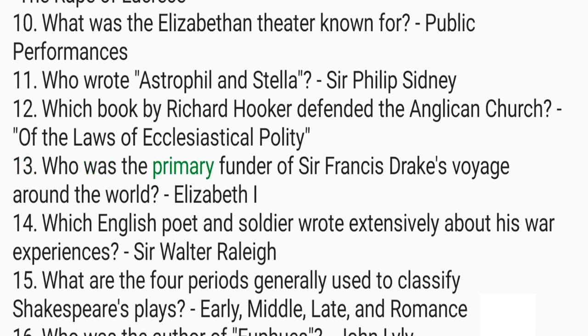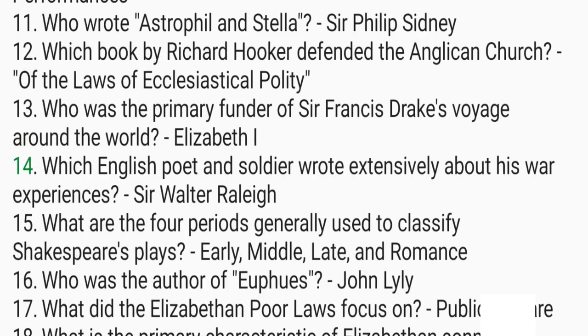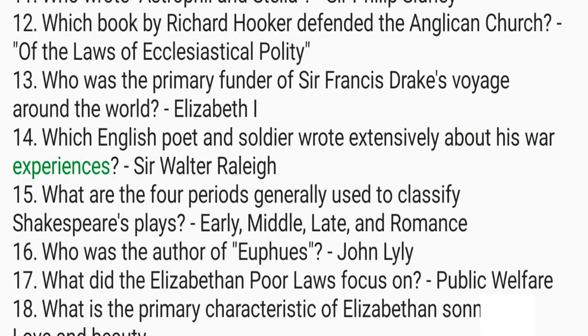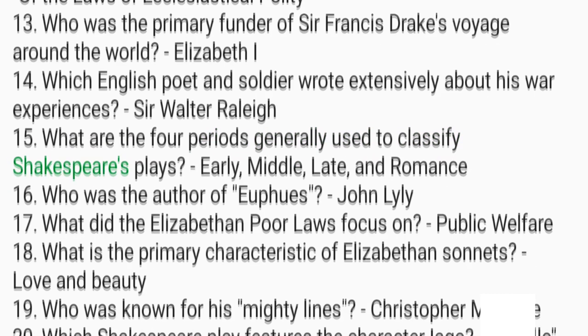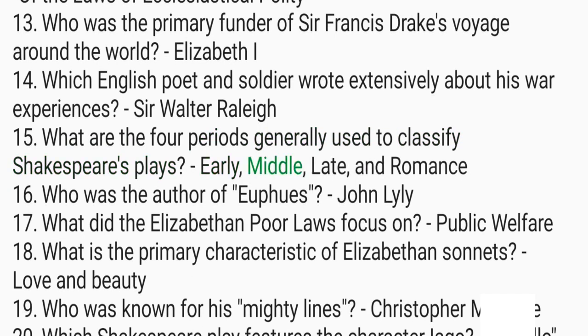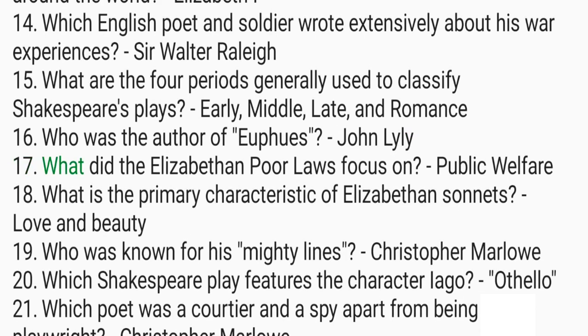13. Who was the primary funder of Sir Francis Drake's voyage around the world? Elizabeth I. 14. Which English poet and soldier wrote extensively about his war experiences? Sir Walter Raleigh. 15. What are the four periods generally used to classify Shakespeare's plays? Early, Middle, Late, and Romance. 16. Who was the author of Euphues? John Lyly.